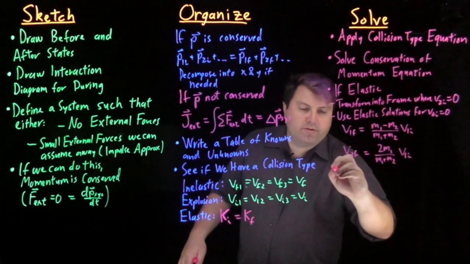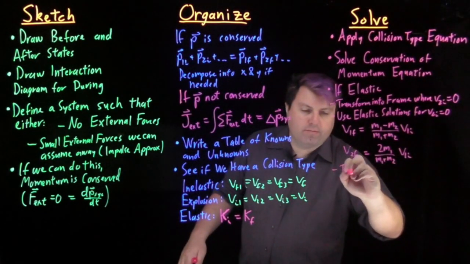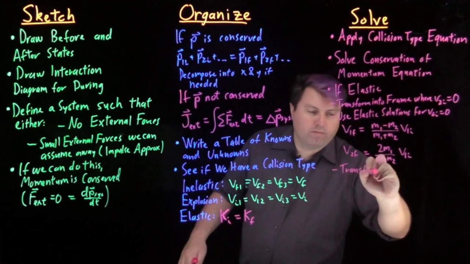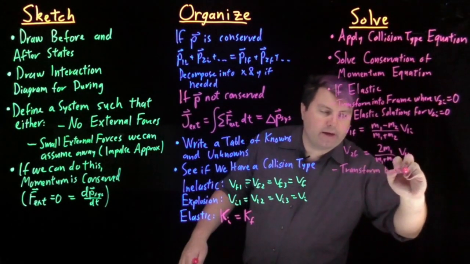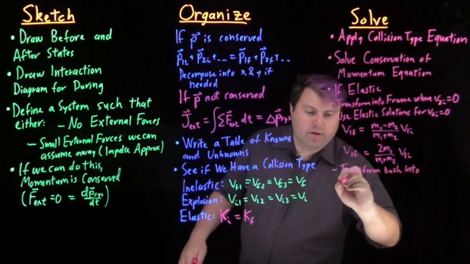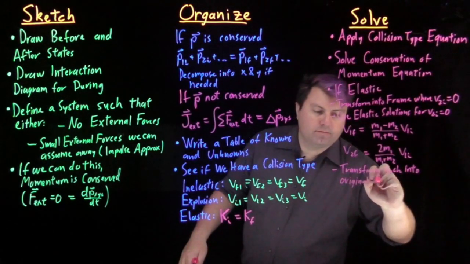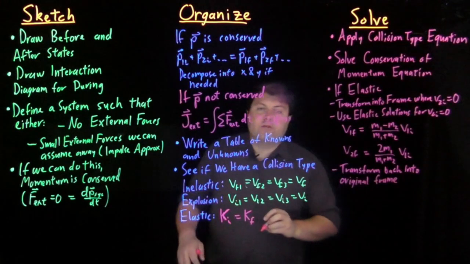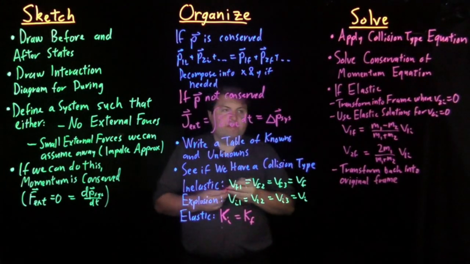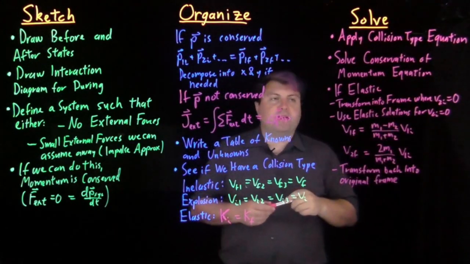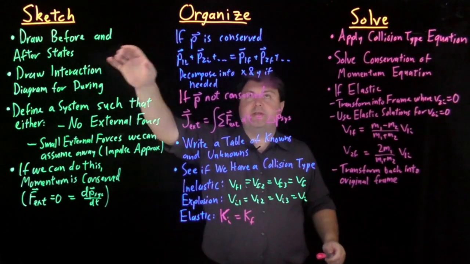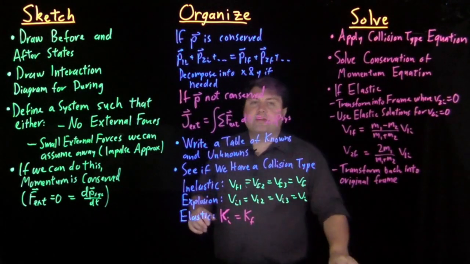And then we need to transform back into the original frame. So go back to the videos about Galilean relativity to remember how to transform between Galilean frames. But this is how we use the sketch, organize, solve method to solve momentum problems.